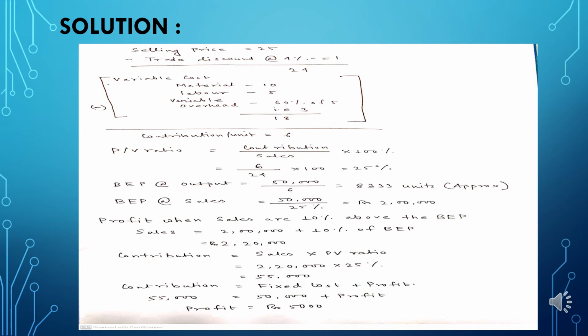Now this is the calculation for 10%. If you can do it for 25% as well, a similar kind of method needs to be followed, where 2 lakh plus 25% of break-even point should give you the sales figure, and then you can entirely follow the same kind of mathematical expression to find out the profit at 25% above the break-even point when the sales figure is that.